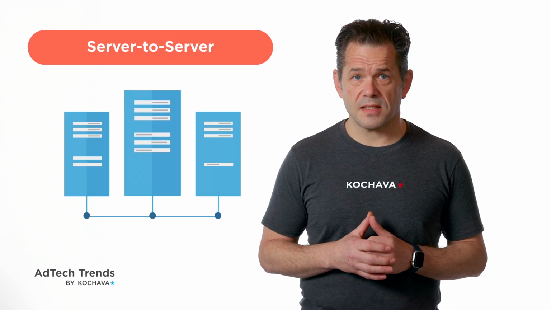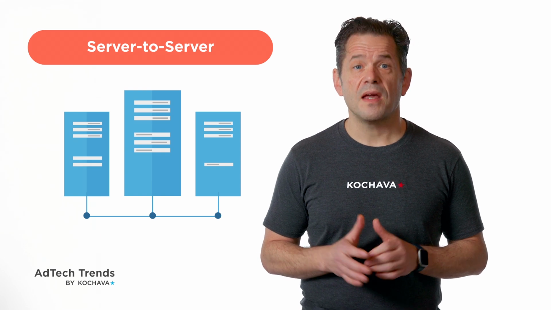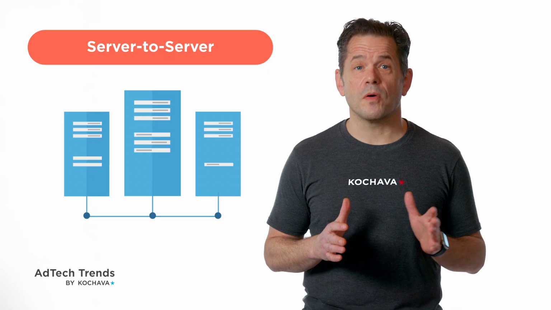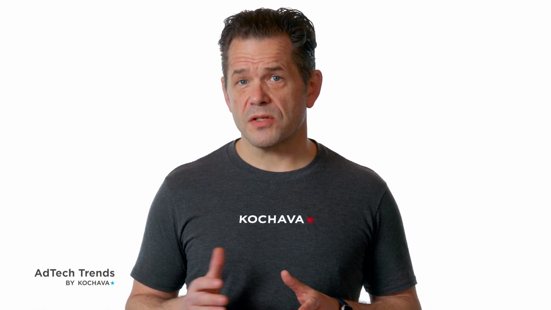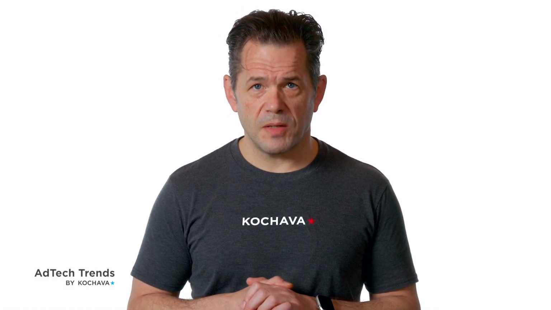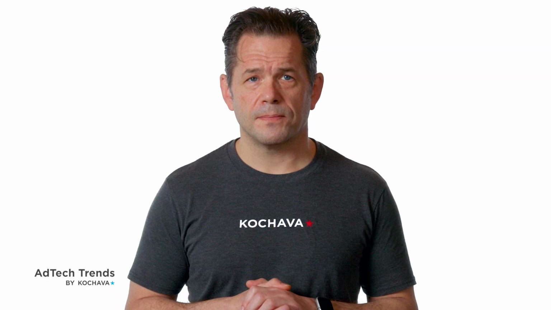Unlike SDKs, S2S integrations do not require any code to be embedded within the app itself. Instead, data is sent directly from your servers to the tracking provider's servers. One of the key benefits of an S2S integration is its flexibility. Since the data is transmitted server-side, you have more control over what data is sent and when. This can be particularly useful for businesses with complex data requirements or those that need to integrate multiple data sources.